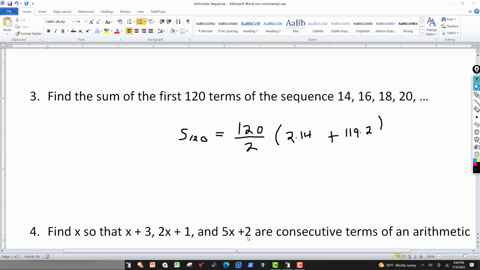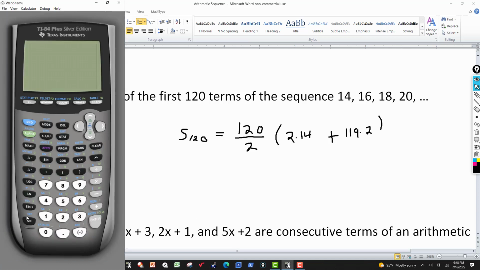So then you do the calculations there. Use the calculator here. So in the parentheses then, it's 2 times 14 plus 119 times 2 is 266, and then let's multiply by 120 over 2, but 120 over 2 is 60, so this is times 60, so we get 15,960. That's the sum of the first 120 terms.